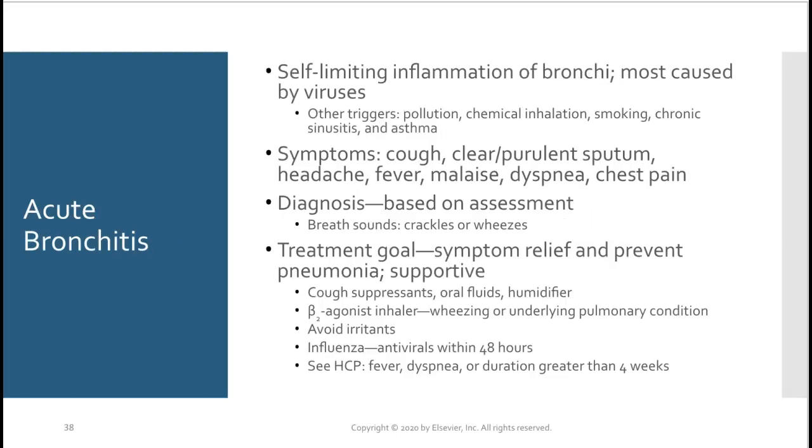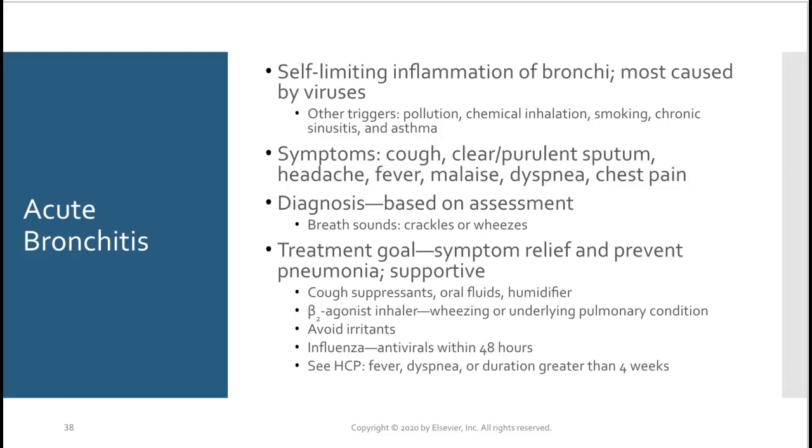All right, so now we're going to move on to acute bronchitis. Bronchitis is a self-limiting inflammation of the bronchi, mostly caused by viruses. Other triggers can be pollution, chemical inhalation, smoking, chronic sinusitis, and asthma. Symptoms tend to be cough with clear or purulent sputum, headache, fever, malaise, dyspnea, and chest pain. Diagnosis is based on assessment and breath sounds. Generally, we're going to hear crackles or wheezes.